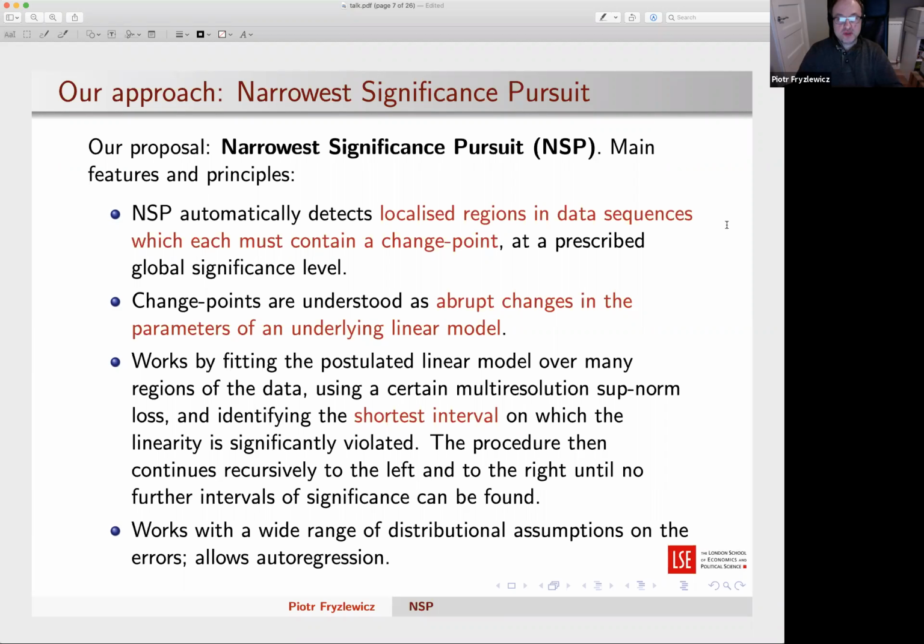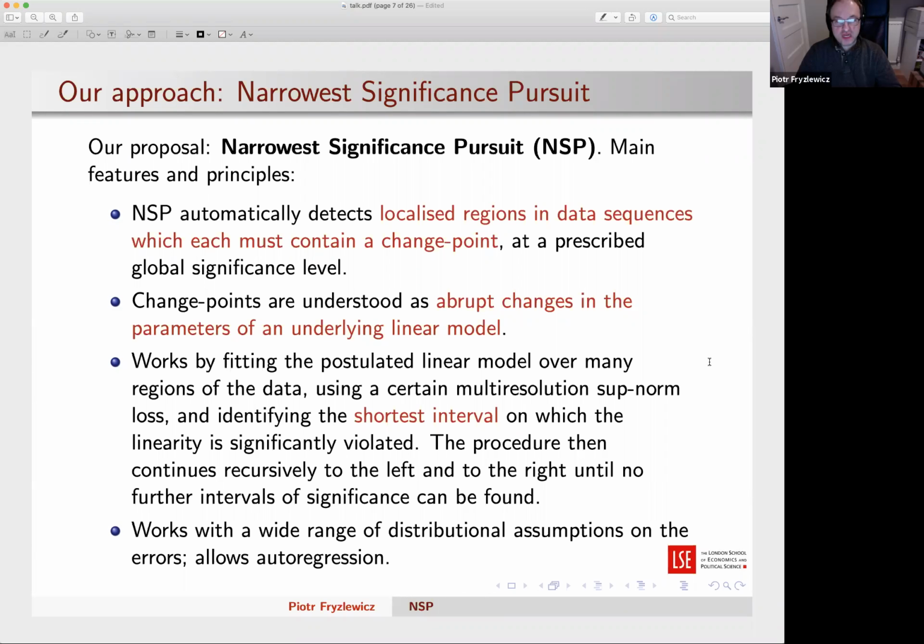You may have been thinking of change points in the levels of piecewise constant signals, and that's one example. But in general, Narrowest Significance Pursuit covers a fairly broad class of models where change points are understood as abrupt changes in the parameters of an underlying linear model.